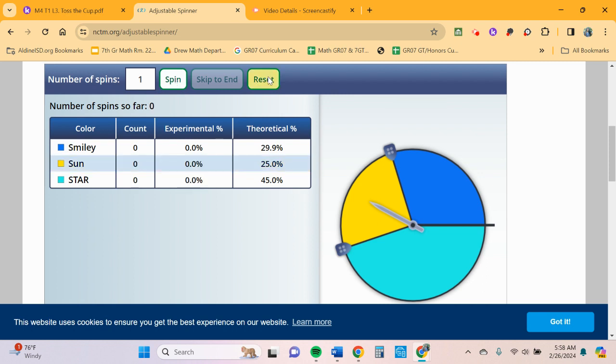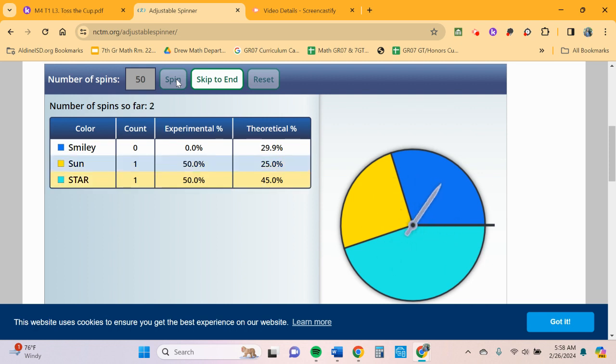Okay, so I'm going to reset this and we're going to want to spin this 50 times, is what this experiment calls for. And if I press spin, it's just going to keep spinning. I don't even have to press anything.